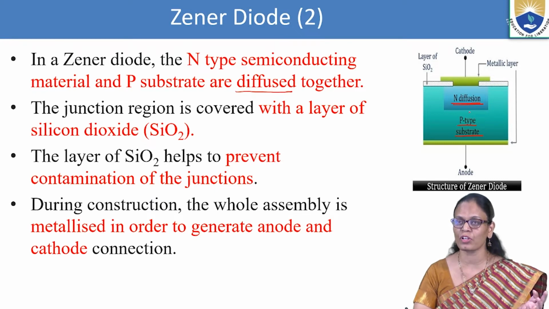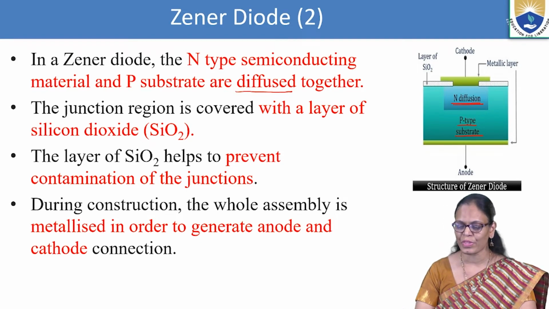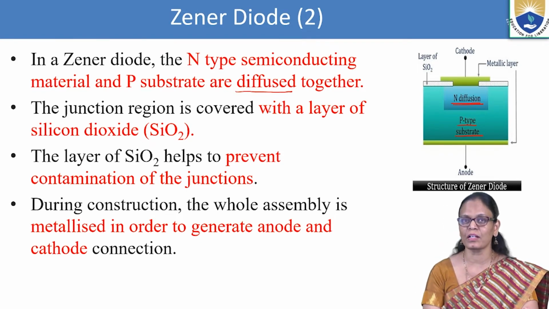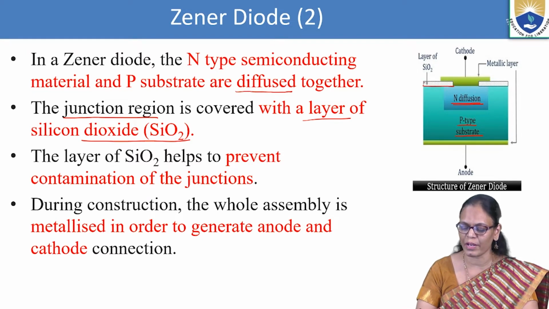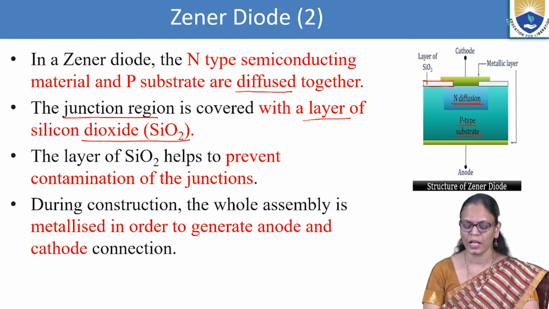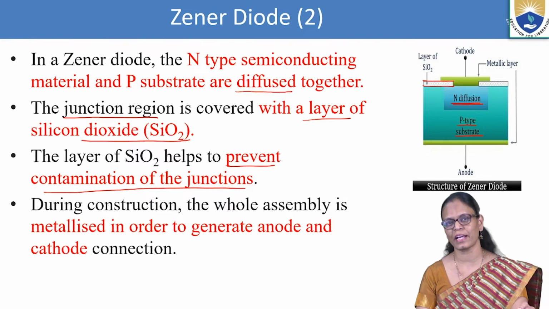So first we are talking about the PN junction, and then we will see how we are making it different for a Zener diode. And now we are going to cover the junction region with a layer of silicon dioxide. So you can see here, this is the layer of silicon dioxide. So the junction layer is always covered with silicon dioxide. This helps in prevention of the contamination of the junctions. That is why we do this covering with silicon dioxide.